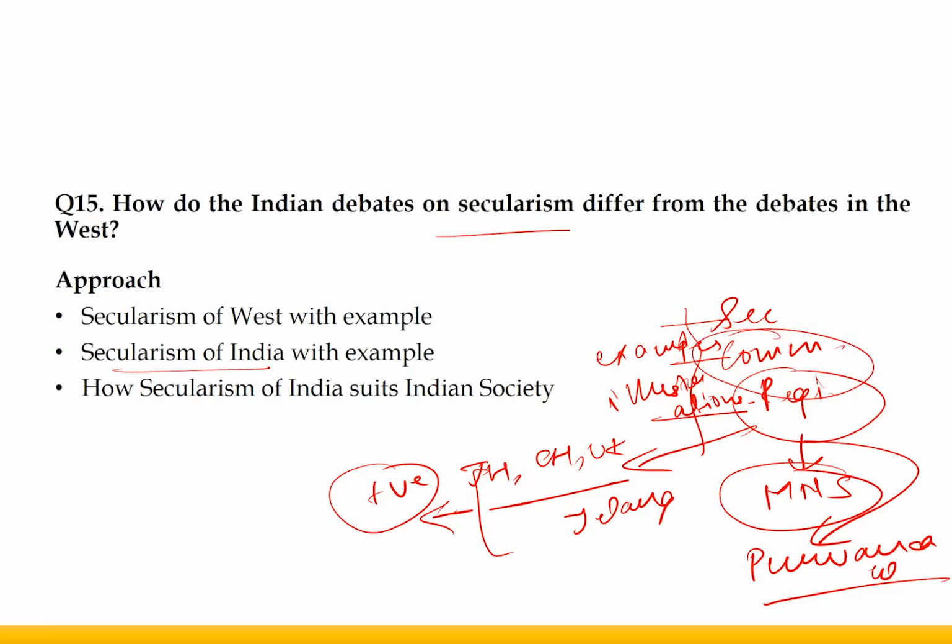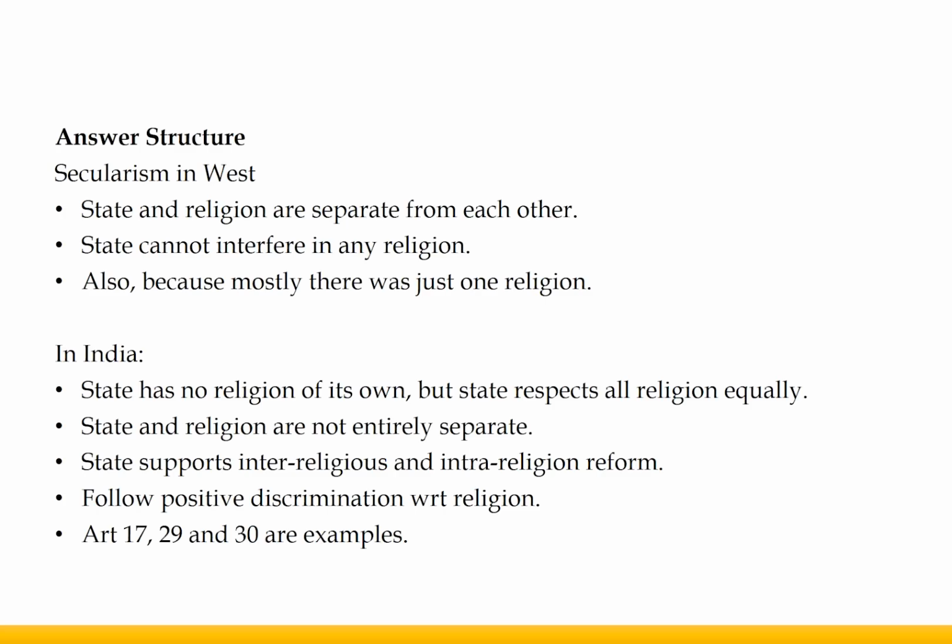Okay, now coming back to this question on secularism. How is secularism in the West? In the West, state and religion are separate from each other. Okay, meaning the state cannot interfere in any religion. Also, mostly there is just one religion in the West, and that is Christianity.